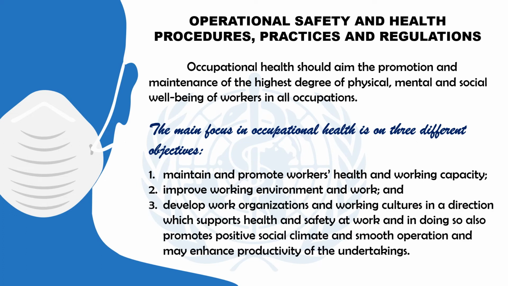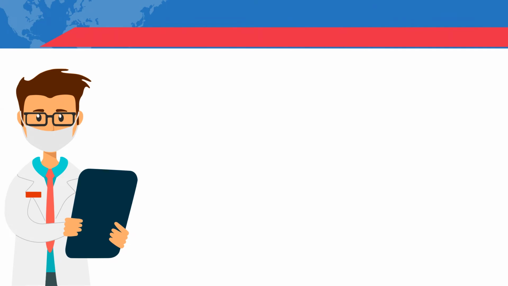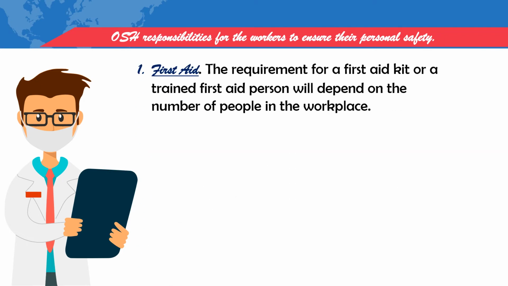Number 3, develop work organizations and working cultures in a direction which supports health and safety at work, and in doing so also promotes a positive social climate and smooth operation and may enhance the productivity of the undertakings. Occupational safety and health responsibilities for the workers to ensure their personal safety. The first one is first aid.